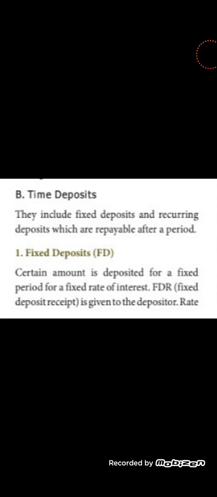After depositing our amount, a receipt is issued to the account holder. That is known as FDR, the fixed deposit receipt. Here the rate of interest is comparatively higher than in a savings bank account. Nowadays banks offer up to 7.20% for fixed account holders, usually for periods from 7 days to 10 years.